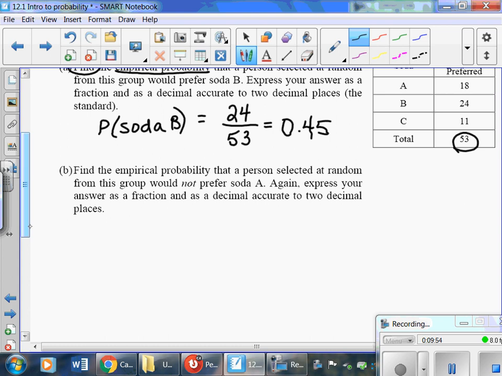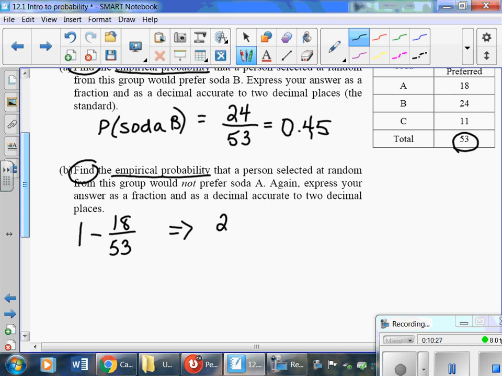So moving on, this one says find the empirical probability that a person selected at random from this group would not prefer soda A. So again, express your answer as a fraction and a decimal accurate to 2 decimal places. So there's two ways that we can think about it. You can either think about it as being, we know soda A is 18 out of 53. So you can subtract that from 1. That's called the complement. Or another way you can do it is if they don't choose soda A, that means they like B or C.